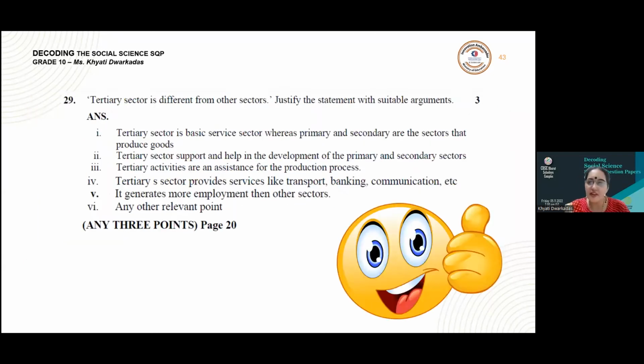The tertiary sector is different from other sectors. Justify the statement with suitable arguments for 3 points. And once again, 3 points are asked.